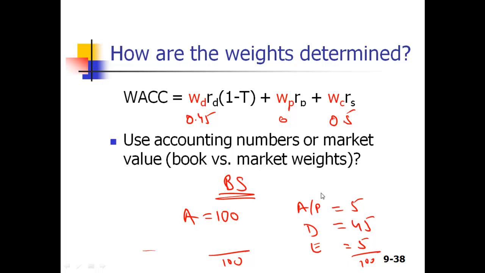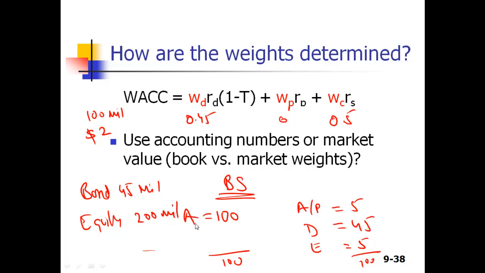But when I look at the market, let's say the market value of my bond is 45 million. What do I mean by market value of equity? Let's say I have 100 million shares and each share is trading for $2. So in the market, my value is 200 million. Is it possible that my market value is about 4 times my equity? Yes, it's possible. So the question now is, should I base my weightage on market value numbers or book value numbers?